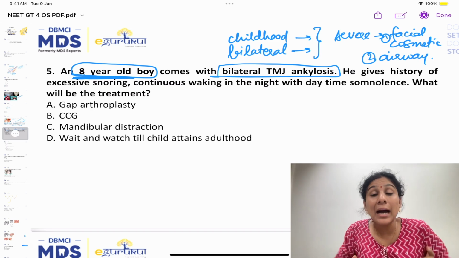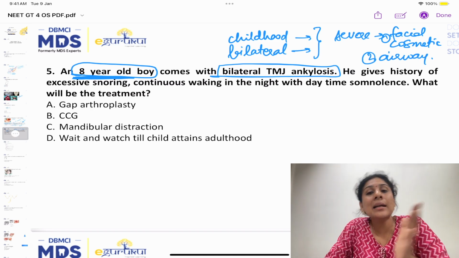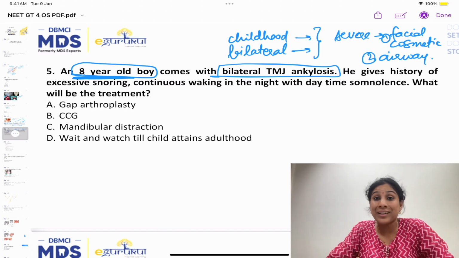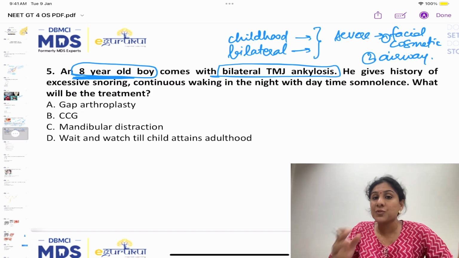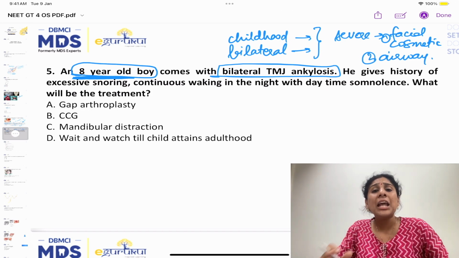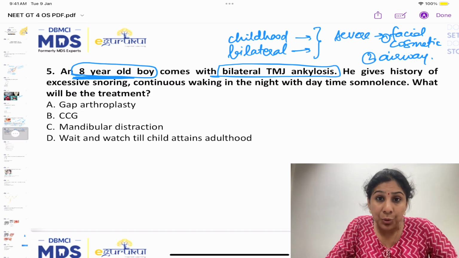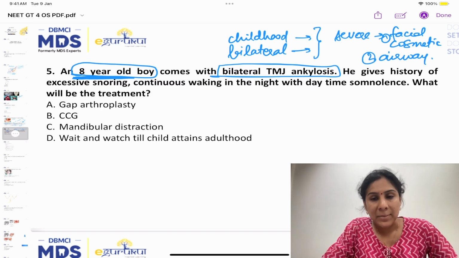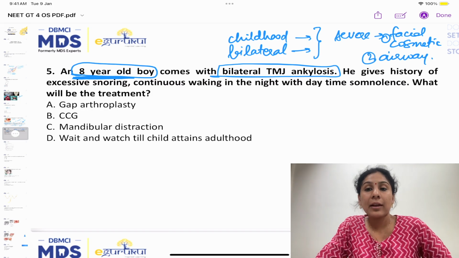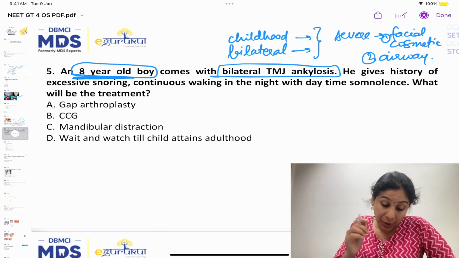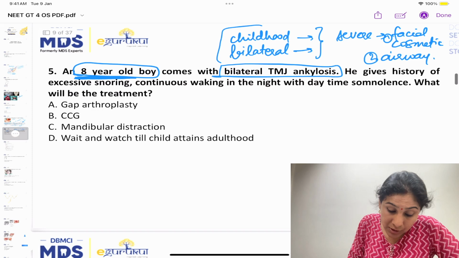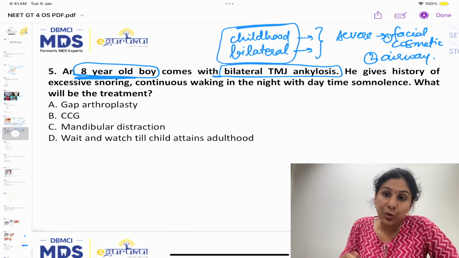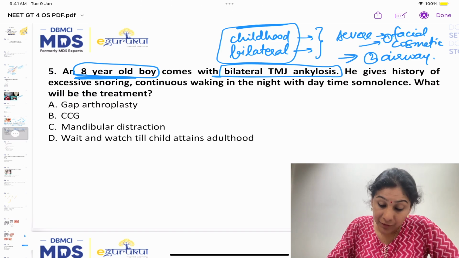Both these things are not there in an adult ankylosis. In adult ankylosis, there will be no facial cosmetic changes because growth has already happened. In adult ankylosis, whether it is unilateral or bilateral, airway is already established. So there is usually not a very big airway compromise in adult ankylosis. But whenever there is a childhood ankylosis and whenever there is a bilateral ankylosis, it is really a problem in airway and facial cosmetics.